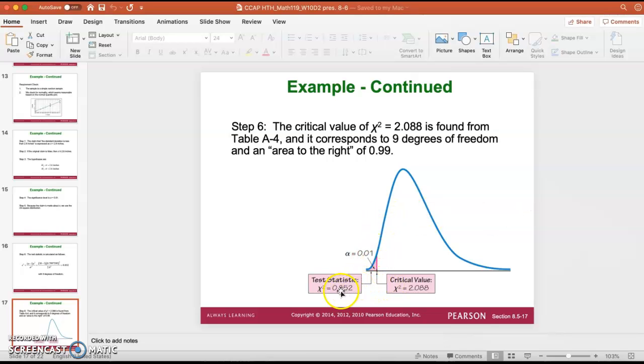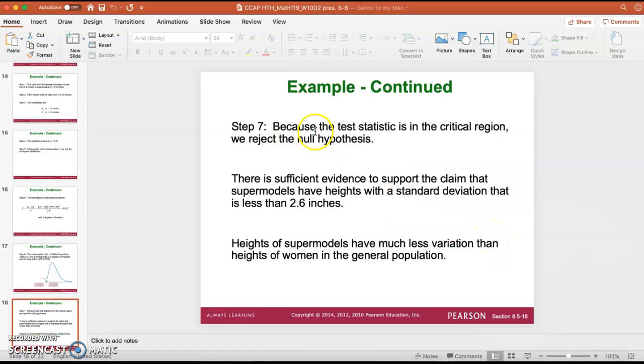It turns out that our test statistic of 0.852 is less than, or in this case more extreme than, that critical value of 2.088. So essentially this is falling into the rejection region. Because the test statistic is in the critical region, or rejection region, we reject the null hypothesis. So there's sufficient evidence to support the claim that supermodels have heights with a standard deviation that is less than 2.6 inches. And again, heights of supermodels have much less variation than heights of women in the general population, is how we would say it for step 8. I'm just putting this into non-technical terms in context.